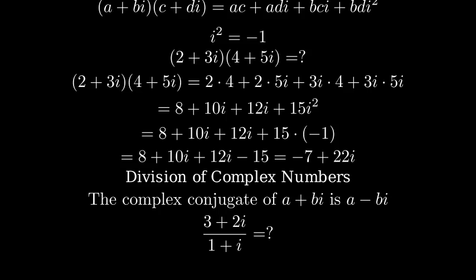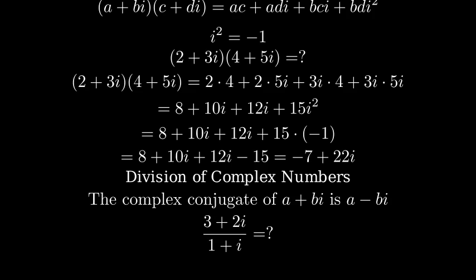To solve this division, we multiply both the numerator and denominator by the complex conjugate of the denominator, which is 1 minus i. This gives us the fraction (3 plus 2i) times (1 minus i) divided by (1 plus i) times (1 minus i). In the denominator, we get 1 squared minus i squared, which simplifies to 1 plus 1, or 2.